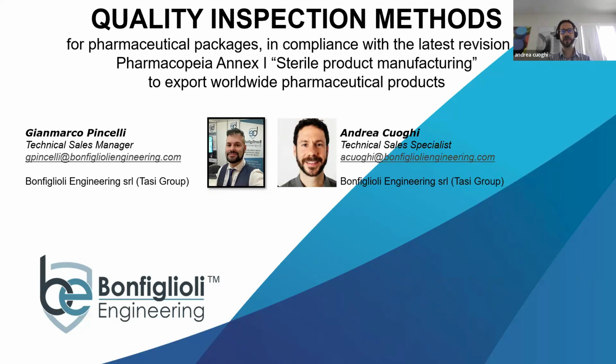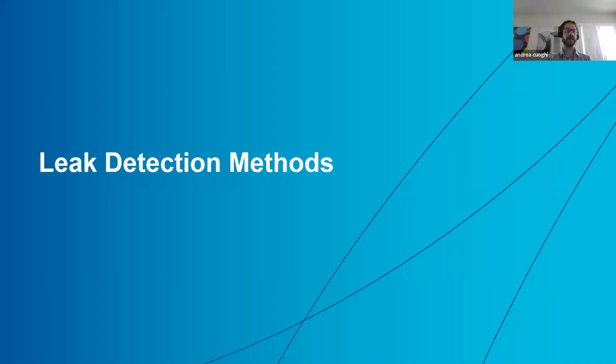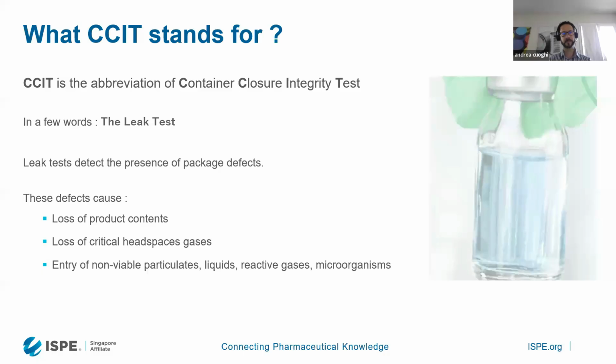It's about the quality inspection methods, and especially we are referring to Pharmacopeia Annex 1 that is focused on sterile product manufacturing to allow worldwide exportation of pharmaceutical products. So we will focus at the first topic on the leak detection methods.